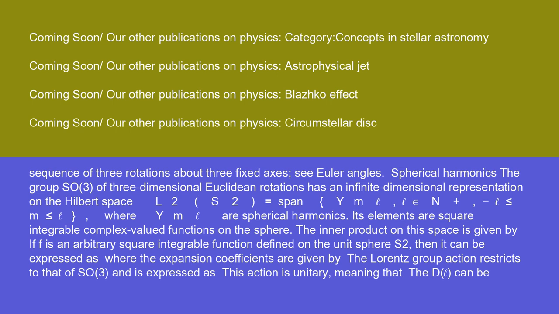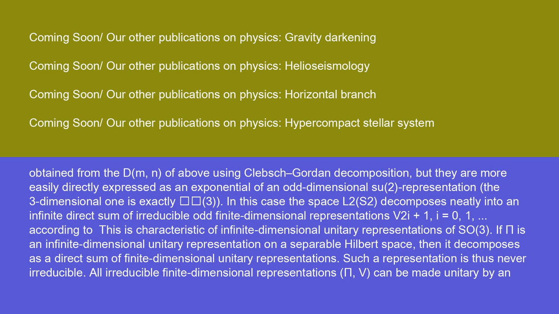If f is an arbitrary square integrable function defined on the unit sphere S2, then it can be expressed as an expansion where the expansion coefficients are given by the inner product. The Lorentz group action restricts to that of SO(3), and is expressed as this action. It is unitary, meaning that the D can be obtained from the D of above using Clebsch-Gordan decomposition, but they are more easily directly expressed as an exponential of an odd-dimensional su(2) representation. The three-dimensional one is exactly so(3). In this case, the space L2(S2) decomposes neatly into an infinite direct sum of irreducible odd finite-dimensional representations V_{2i+1}, i equals 0, 1, and so on.